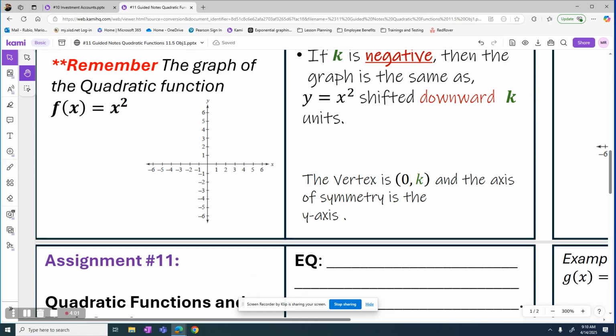Remember the graph of the quadratic function f of x equals x squared. So remember I told you guys that f of x is the same as y. So instead of writing f of x, I'm going to write y. And I need to know how to graph this. Eventually, at some point, you guys will use calculators. But for today, I need to show you guys how to do it from a table. So here's how we're going to do it.